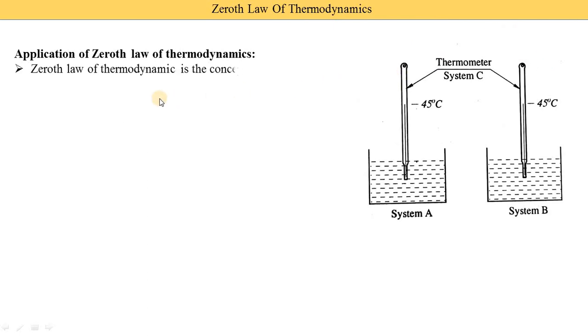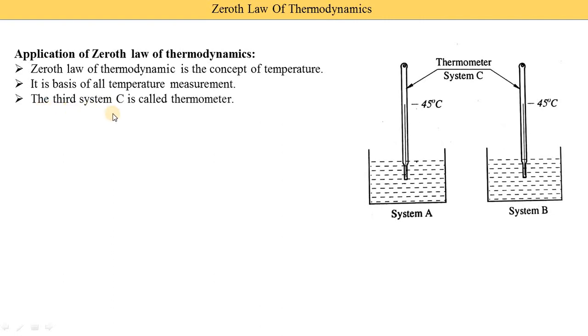The zeroth law of thermodynamics is the concept of temperature or equilibrium of temperature, meaning thermal equilibrium. It is the basis of all temperature measurements, meaning for temperature measurement the zeroth law of thermodynamics is used. The third system C is called the thermometer. Here we see that system A and system B are there, and the thermometer is our system C.